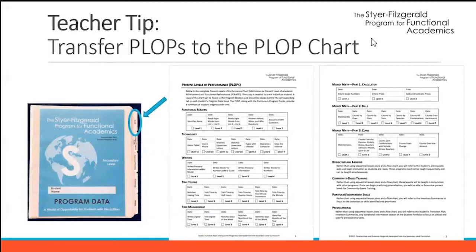So when you open their data book, that present levels of performance chart will be in there, marking where the student was assessed in each area. And it's just a handy thing to have in there. It's great, when you come into a classroom, to be able to go in and say, oh, this is where they are. It's just a quick guide, and it's a great thing for teachers to use. So I highly recommend it.